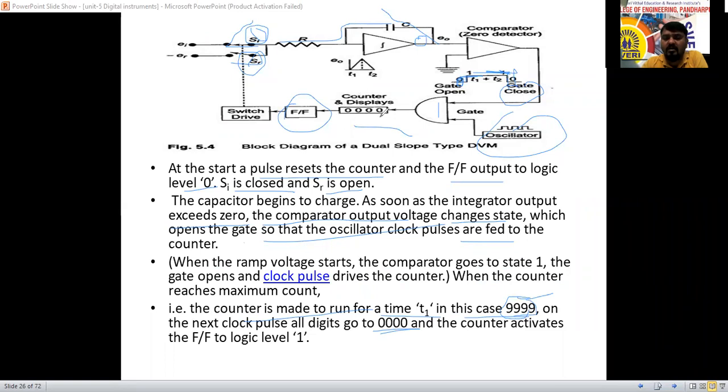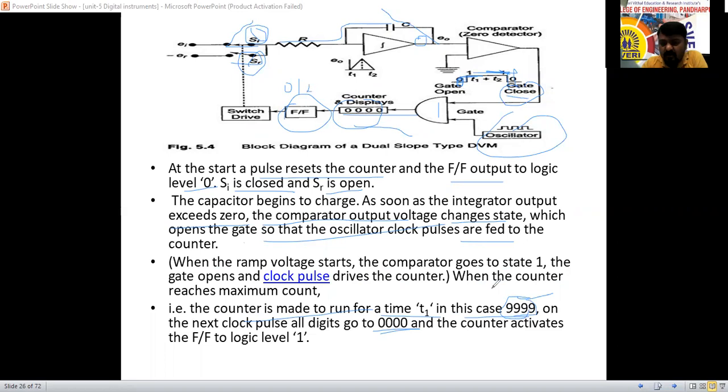This one, it is counting. If it is 0000, then the gate will open here now. If it is 9999, then the gate will be closed. Then based on this signal output, this F and S signal, it is going to give a 0 or 1 output. Here the 1 and 0, two signals are there.